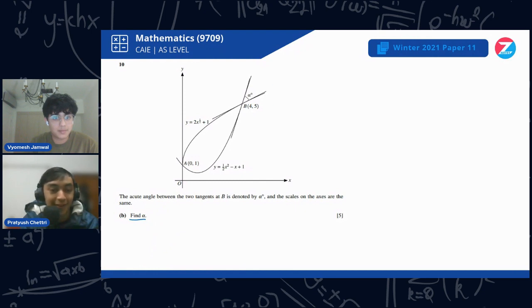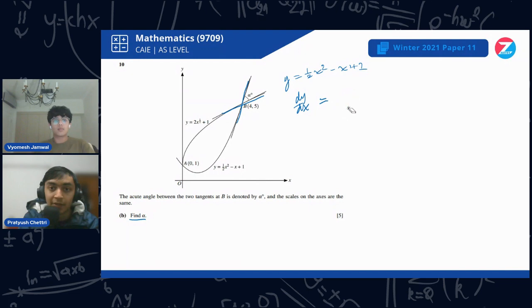Okay, they want you to find the angle. How do you do this? It looks really intimidating with the 5 marks, but worry not. Okay, first thing you want to do is find this gradient. Second thing you want to do is find this gradient. So let's do the first one first. Let y equal 1 over 2 x squared minus x plus 1. Then dy dx will equal, not 2, just x, because it's half, minus 1.